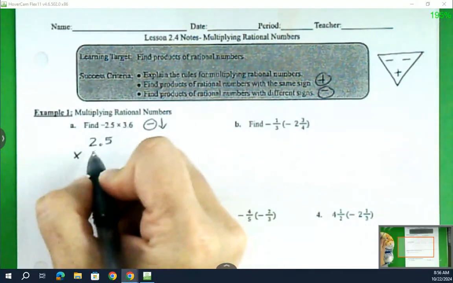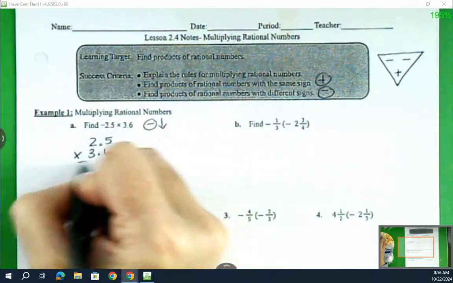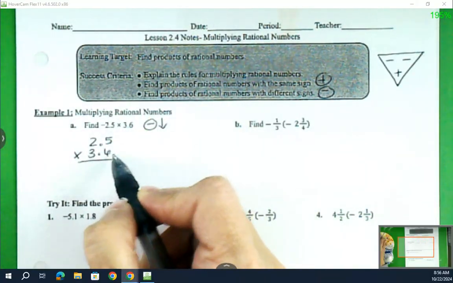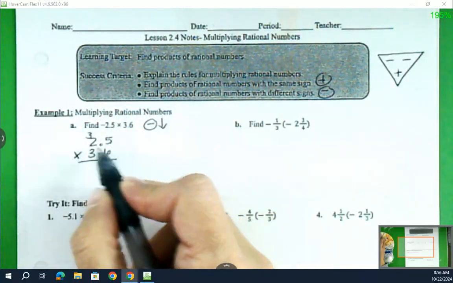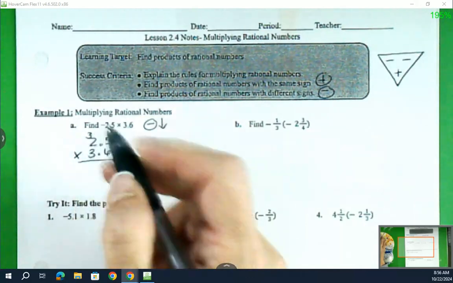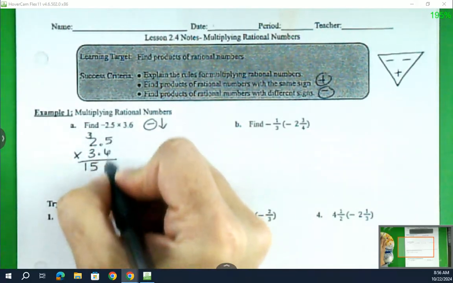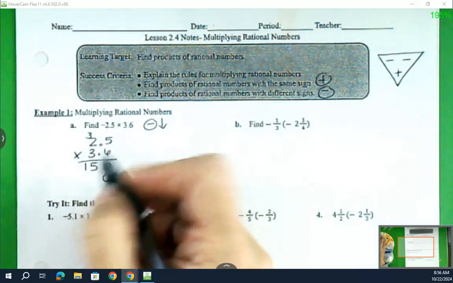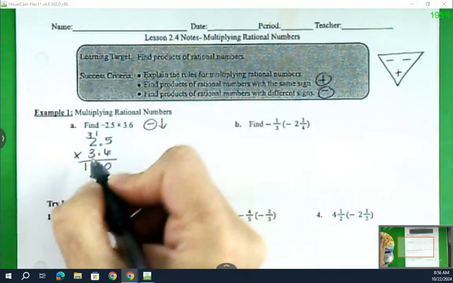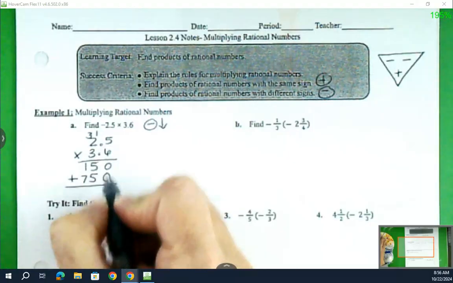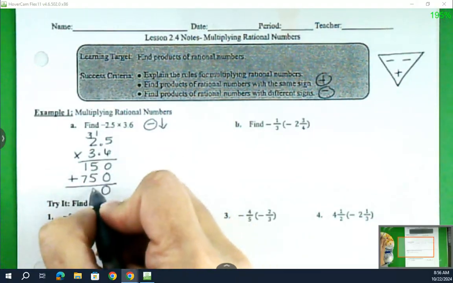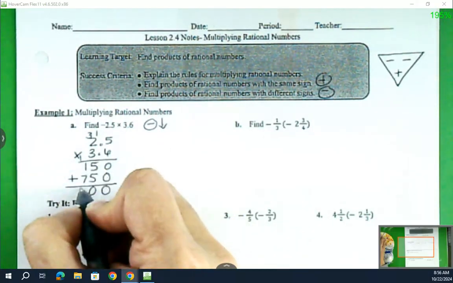So 2.5 times 3.6. Remember, we start with a 6 over here. 6 times 5 is 30. Carry the 3. 6 times 2 is 12, 13, 14, 15. And then we put a 0 for place value, and we do 3 times 5 is 15. Carry the 1. 3 times 2 is 6, plus the 1 is 7. And then finally, we add up all the digits. So we have 0, 10, 7, 8, 9.